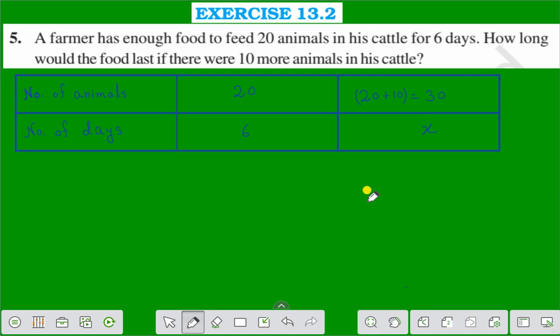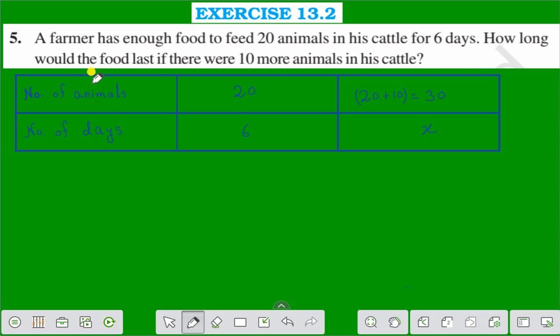Hello everyone. Today we shall discuss exercise 13.2 question number 5. A farmer has enough food to feed 20 animals in his cattle for 6 days. How long would the food last if there were 10 more animals in his cattle?